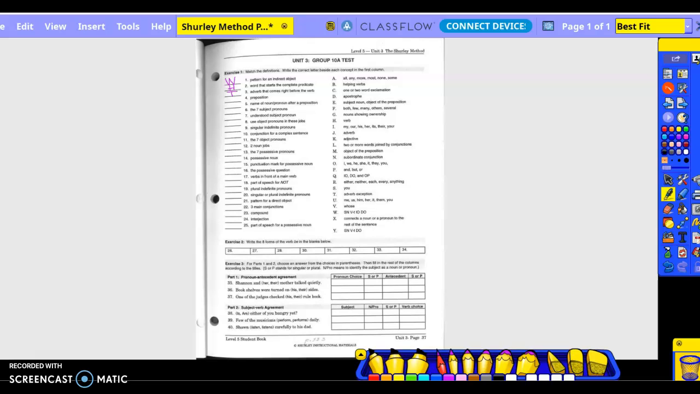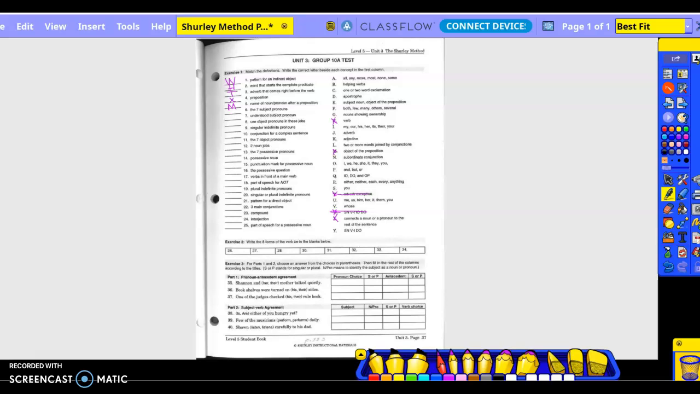Remember, mark them off as you use them. So I'd be marking on W, T, and H, which technically we should probably just put an X on them in case we'd have to come back if we made a mistake. Okay, connect the noun or pronoun to the rest of the sentence. Okay, name a noun or pronoun after a preposition. Object of the preposition. So letter M.